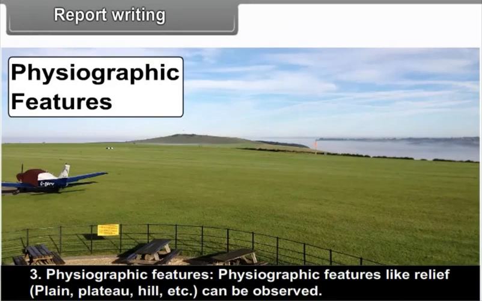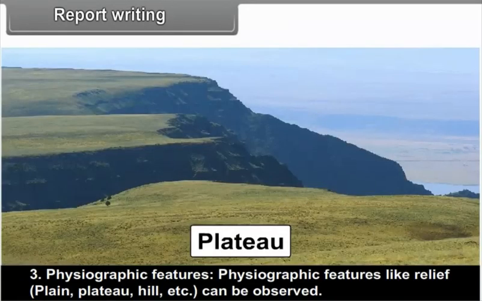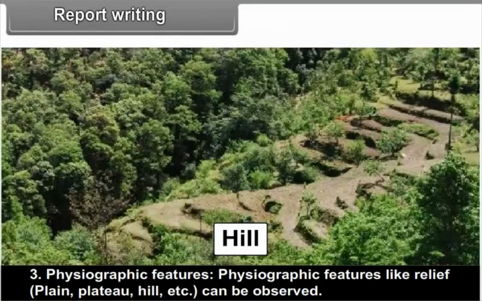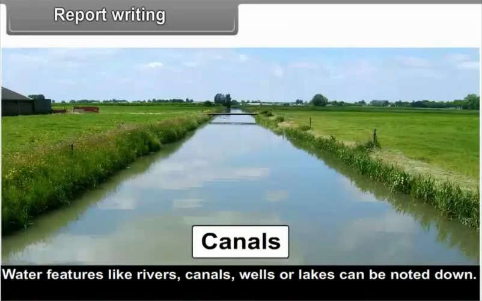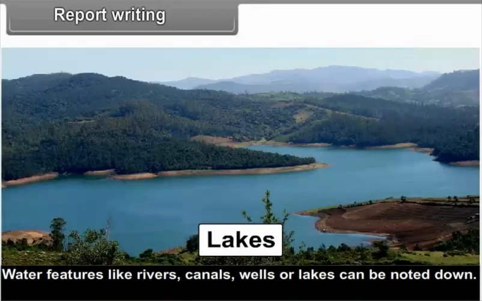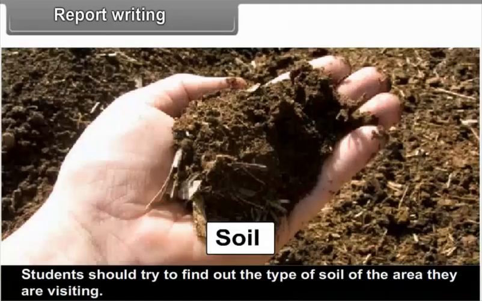3. Physiographic features. Physiographic features like relief, plain, plateau, hill, etc. can be observed. Water features like rivers, canals, wells or lakes can be noted down. Students should try to find out the type of soil of the area they are visiting.